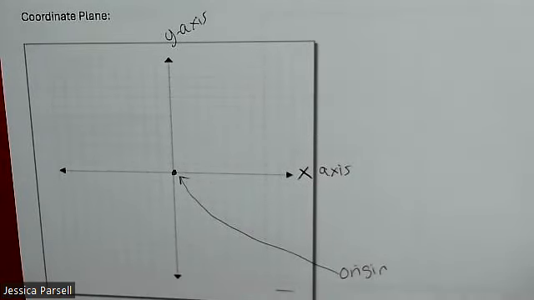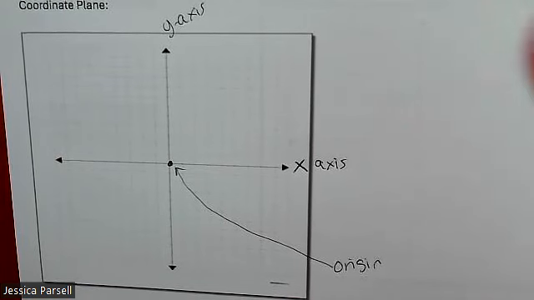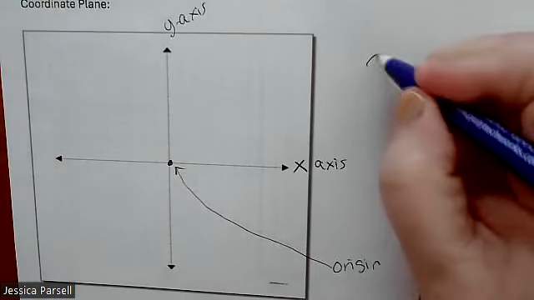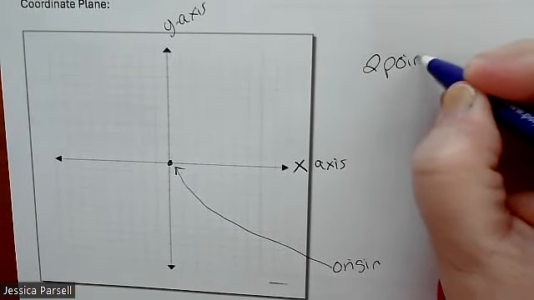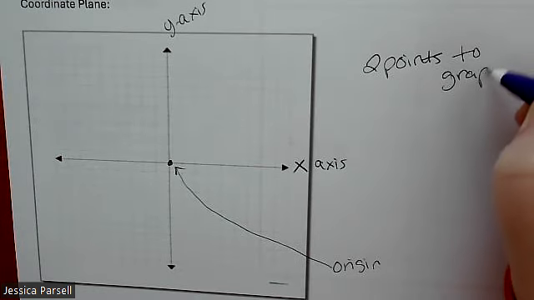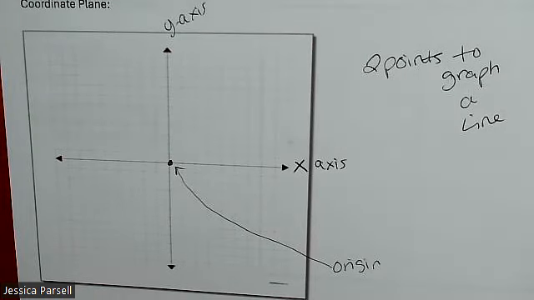Okay. Now there's an infinite amount of points on a coordinate plane. And so we're going to pinpoint some points that are on this coordinate plane. Just keep in mind there's an infinite amount, and we're just going to try to find a few. You need 2 points to graph a line, which is what we're going to be doing this week. To graph a line, you need to find 2 points.